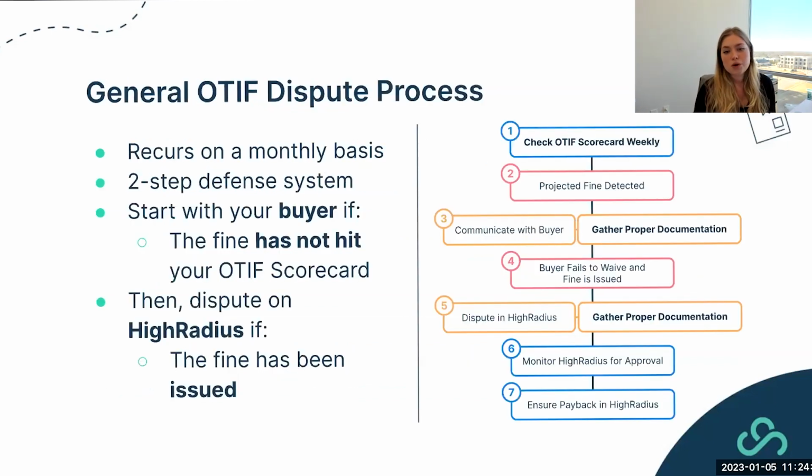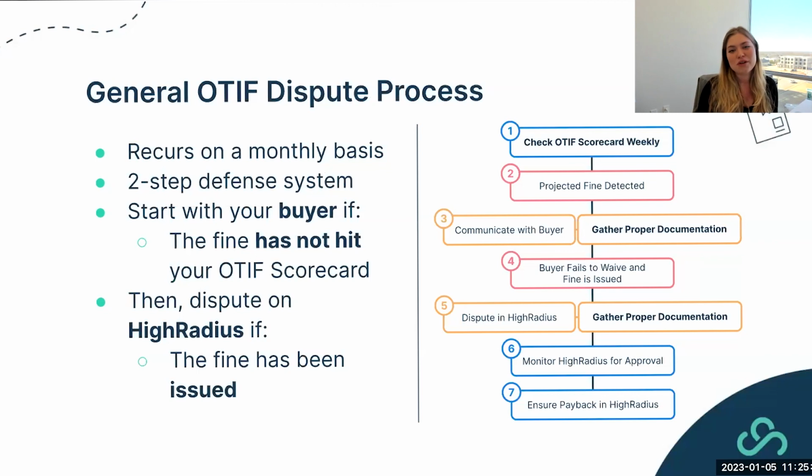Okay, so what is the general OTIF dispute process? This is going to occur on a monthly basis. You'll be receiving fines and being scored on a monthly basis. So if you're doing really well the previous month and something really bad happens, your score can dip and you will be experiencing fines. There's a 2-step defense system.